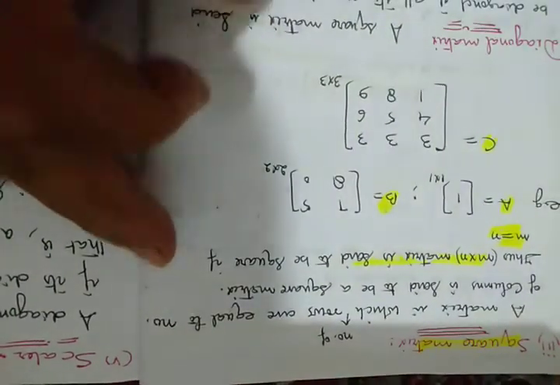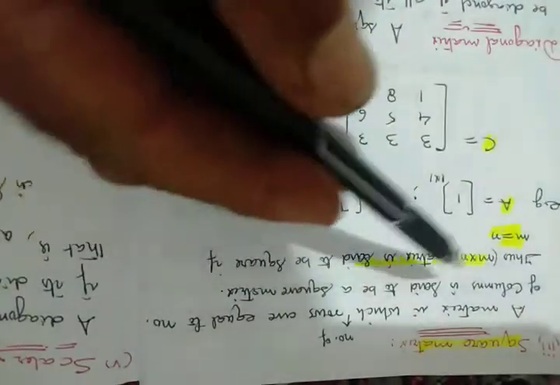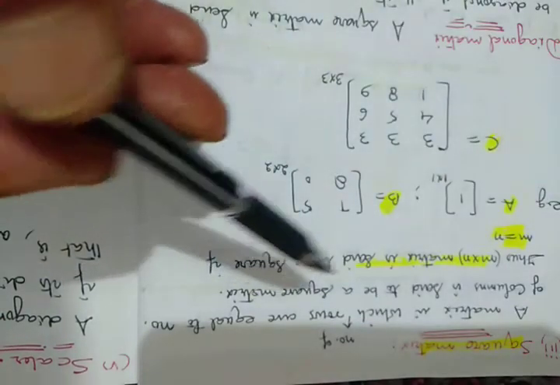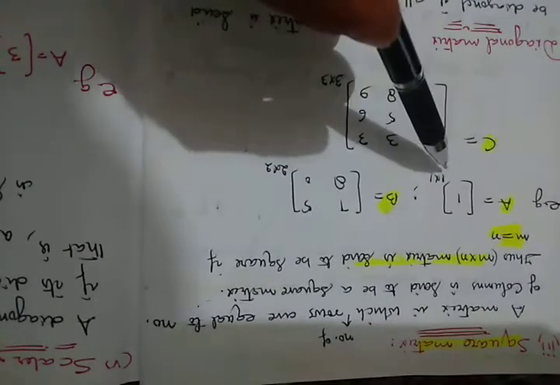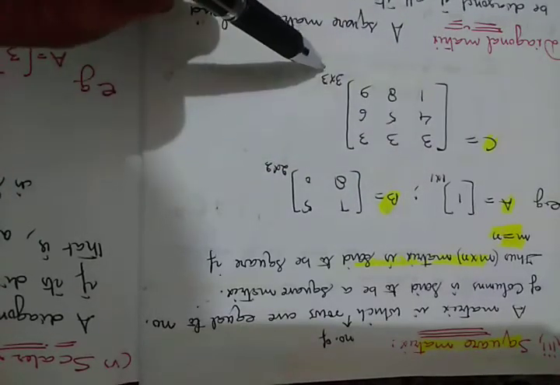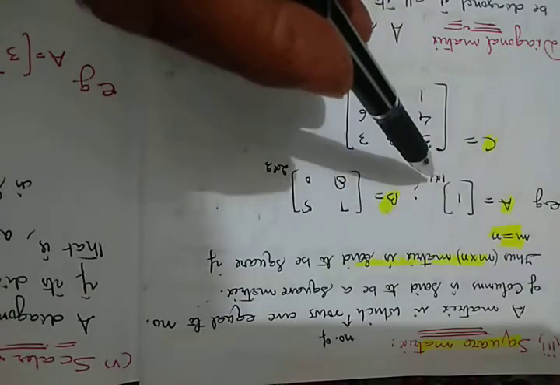Now we shall do one more, that is the square matrix. We have already done the square matrix, where the number of rows is equal to the number of columns, that is m equals n. A matrix in which the number of rows is equal to the number of columns is said to be a square matrix. Thus an m by n matrix is said to be square if m equals n: 1 and 1, 2 and 2, 3 and 3, meaning 2 rows 2 columns, 3 rows 3 columns, 1 row 1 column. These are called square matrices.